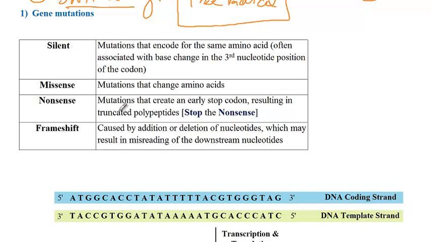Now, regarding different types of gene mutations, we've already discussed this in our DNA replication video, but here I would like to give you a brief review of different gene mutations. So silent mutations are mutations that do not really affect the coding of protein, because that mutation still yields the same amino acid.